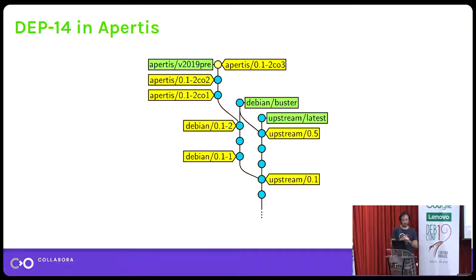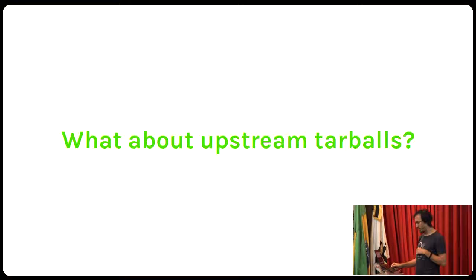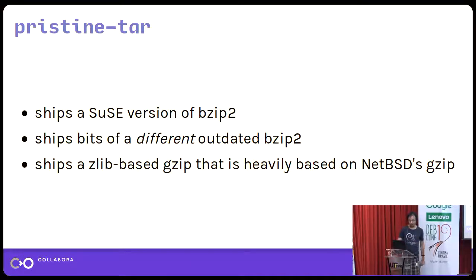We want to be able to reuse tarballs which are already in Debian. And as you can see on this graph, there is nothing which would guarantee that tarballs we upload to Apertis are bit-to-bit identical to those in Debian. So in Debian, there's basically a workflow based on the pristine tar tool, written by Joey Hess, which attempts to build a bit-to-bit identical tarball based on information stored in Git in the upstream branch and some binary delta.